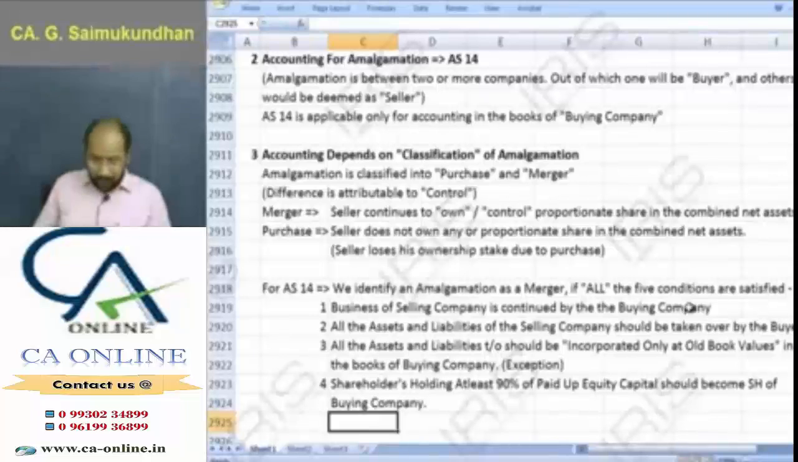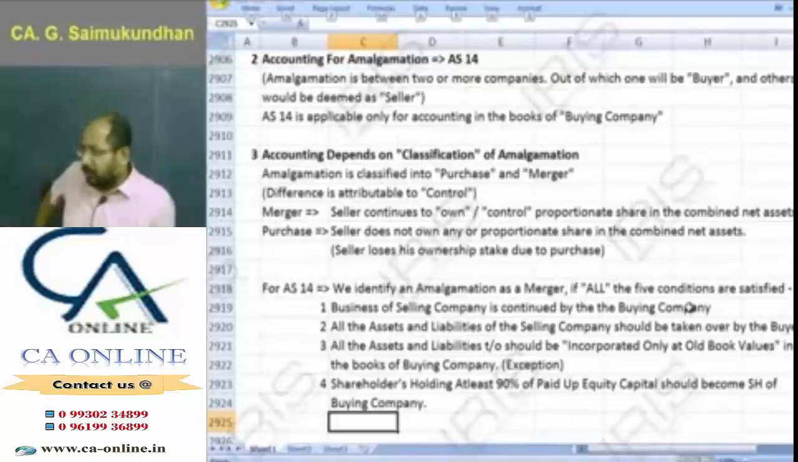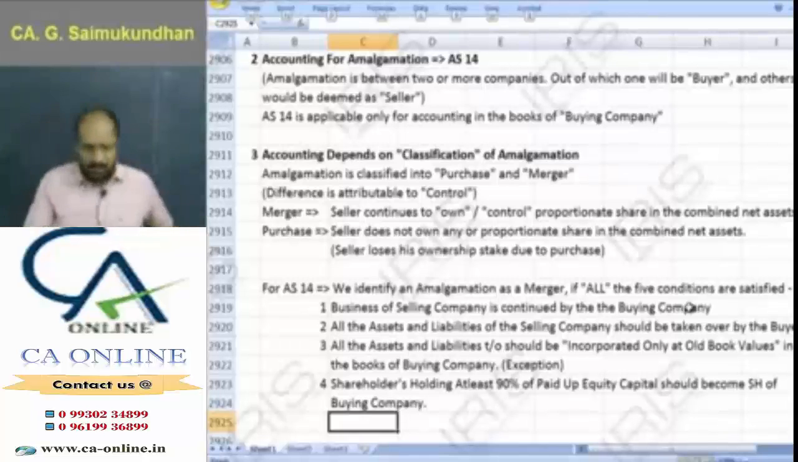This is your legal point. So the idea being, supposing the selling company has got say 100 crore rupees worth of equity share capital, of that people who are holding at least 90 crore should become shareholders of buying company. We will see how exactly these ideas will happen shortly.